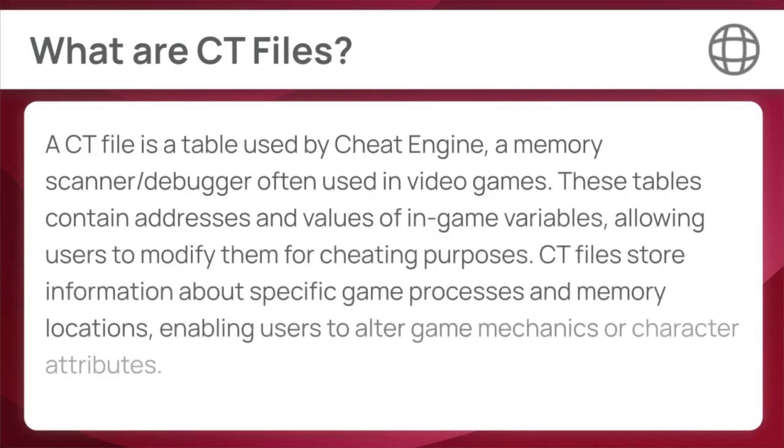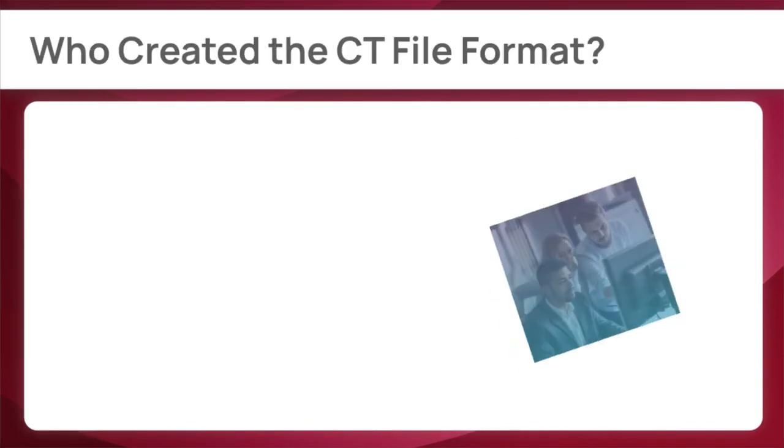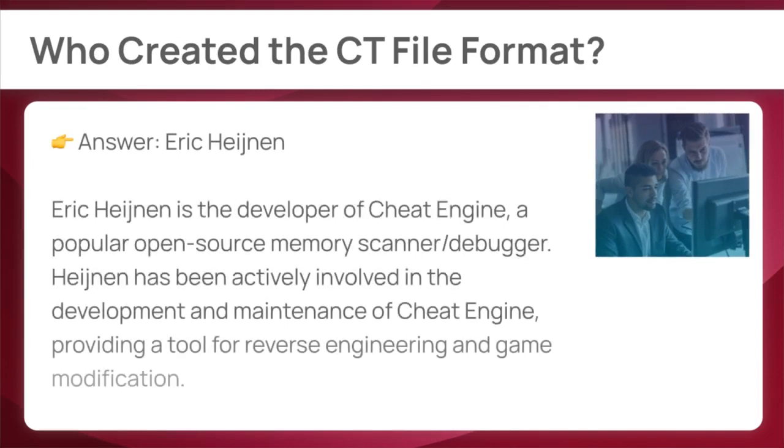A CT file is a table used by Cheat Engine, a memory scanner and debugger often used in video games. These tables contain addresses and values of in-game variables, allowing users to modify them for cheating purposes. CT files store information about specific game processes and memory locations, enabling users to alter game mechanics or character attributes.